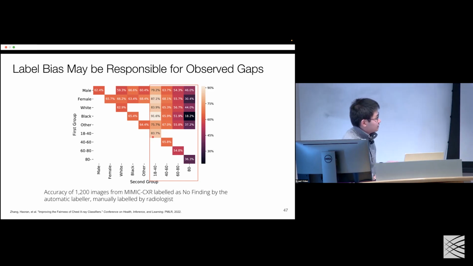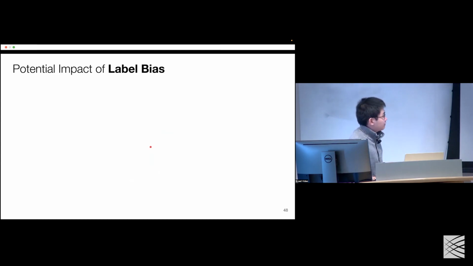And we think this is because older populations have more complex notes, there are more comorbidities, and so the text labeler cannot pick up on the signals that it needs to derive the labels as easily as it can for the younger population. Okay, so essentially, this is one potential mechanism for why we observe poor performance in older populations in our model. But what are the implications of label bias?